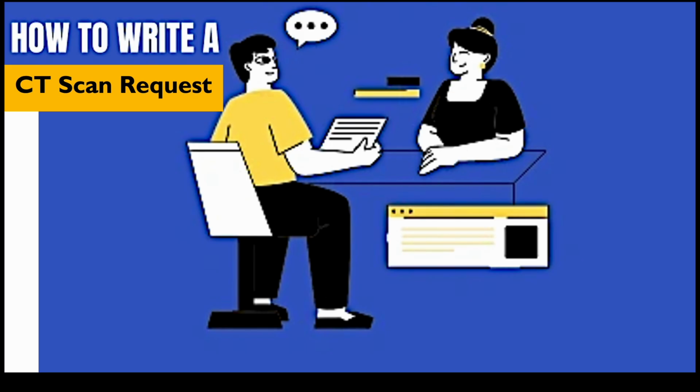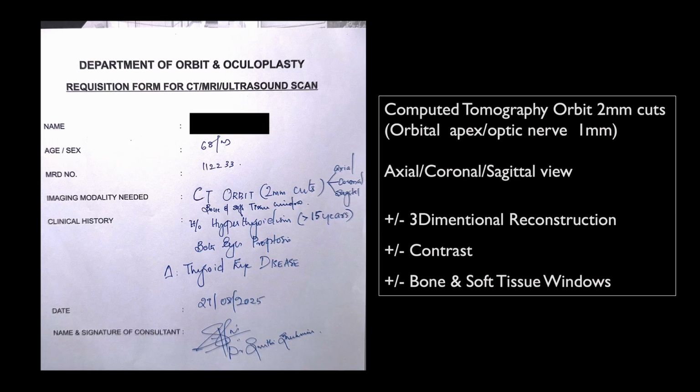component. Now, how do we write a CT request? It is important to highlight patient details like the patient's full name, age, a brief history of our patient, and a mention of what we are suspecting clinically and what we need in the scan. Slice thickness routinely is 2 mm cuts for orbit evaluation and 1 mm cut when it comes to orbital apex and optic nerve evaluation. Also, mention the imaging plane like axial, coronal cut, or a sagittal reconstruction.